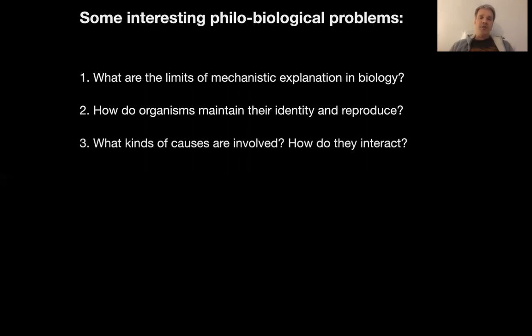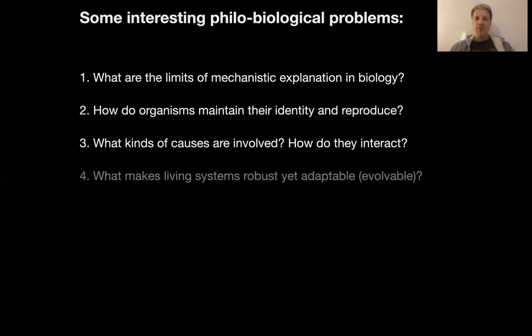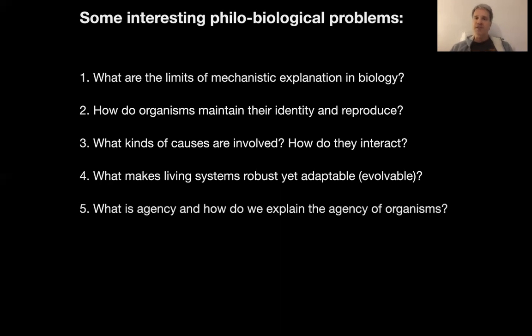What kinds of causes are involved? How do they interact? How do genes act? What does it mean that genes act or do something in a complex systems environment? What makes living systems robust, yet adaptable, evolvable? These are unanswered questions that can only be asked and answered at a system level, not if you're only going to sequence things.